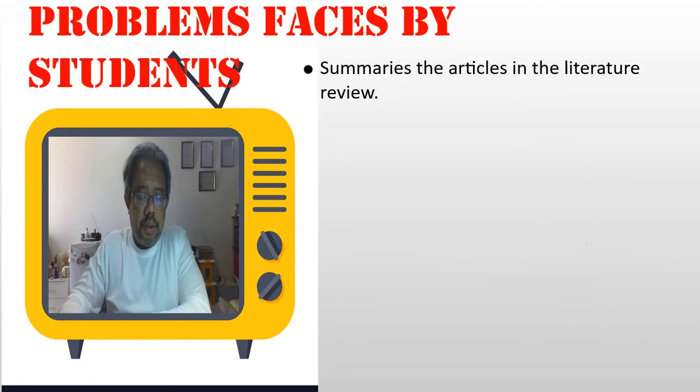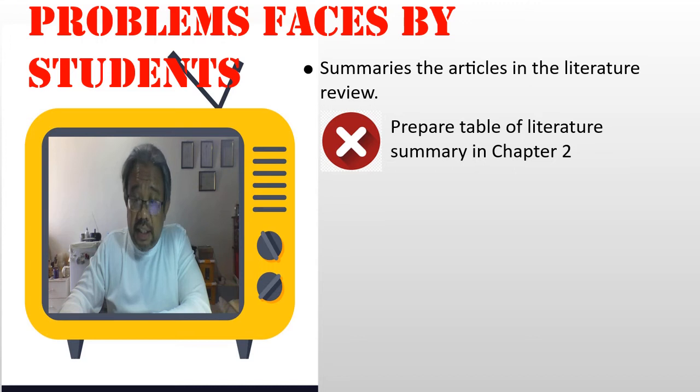The second problem is that students tend to write their literature review by summarizing the articles that they have read. This is one of the problems that I found from my previous students: they write up the literature review by listing down the articles that they have read. They try to summarize what they have read and put it in as part of their literature review. So this is not right.